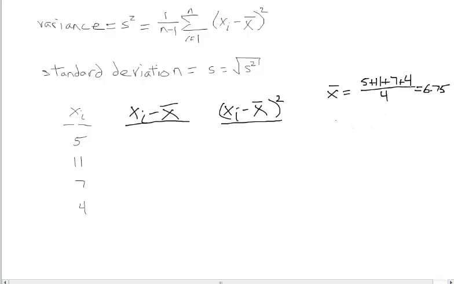So now we're going to go through and do each column. So 5 minus 6.75 leaves us with negative 1.75. And then 11 minus 6.75 is 4.25. 7 minus 6.75 is equal to 0.25. 4 minus 6.75 is negative 2.75.